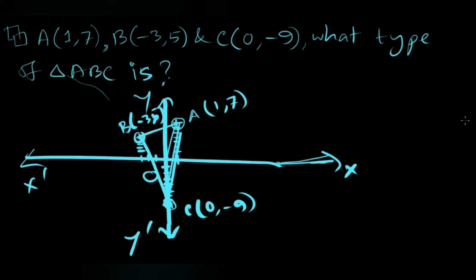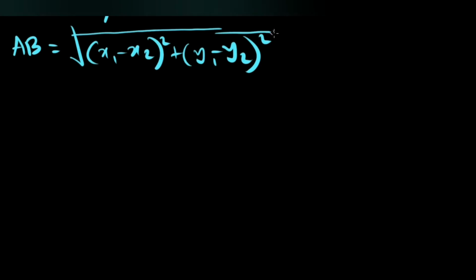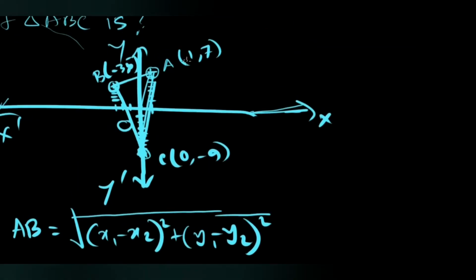So our work will be very easy, determining the length, and we know how to determine the length. So first of all, we are going to determine the length of AB. So AB is equal, here the same formula we can write: square root of (x1 minus x2) whole square plus (y1 minus y2) whole square. So we have to take any of it as x1 and y1 and x2 and y2.